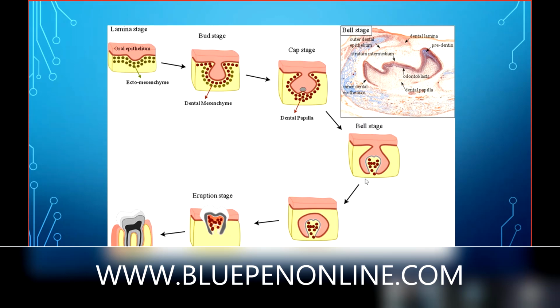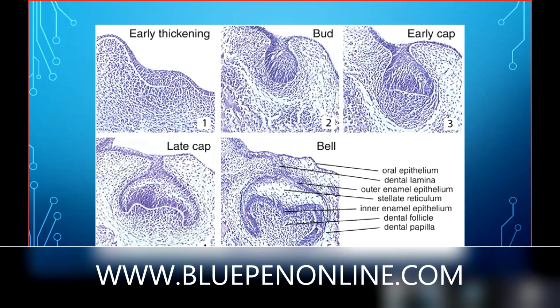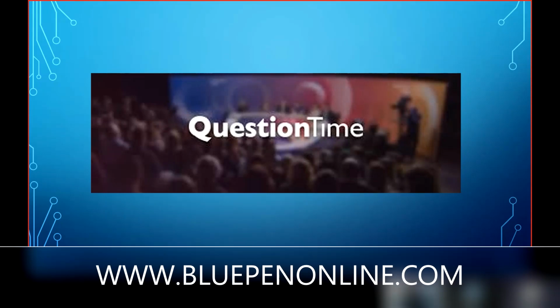Clear with the stages of tooth development? So initially, you have the bud stage, then early cap stage, then late cap stage, then bell stage. Any questions in this? Anything you want me to repeat again?